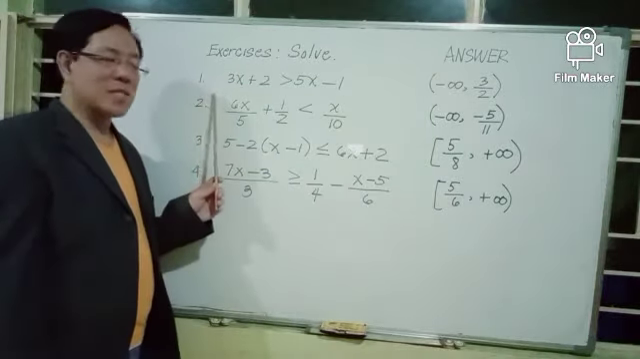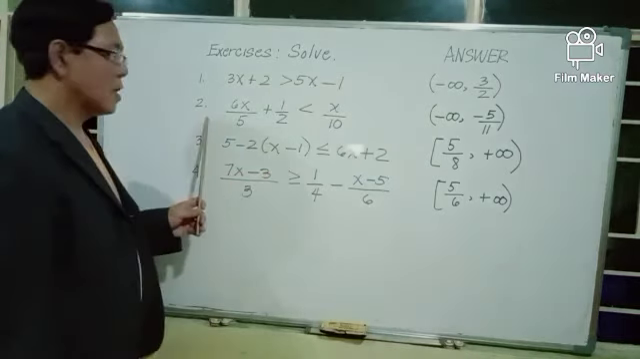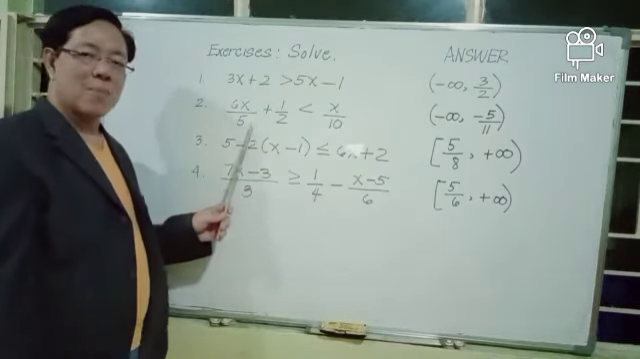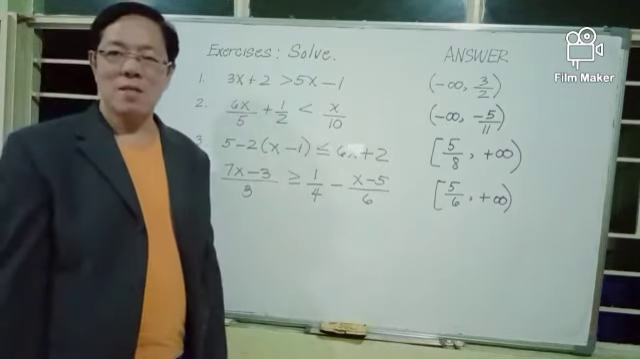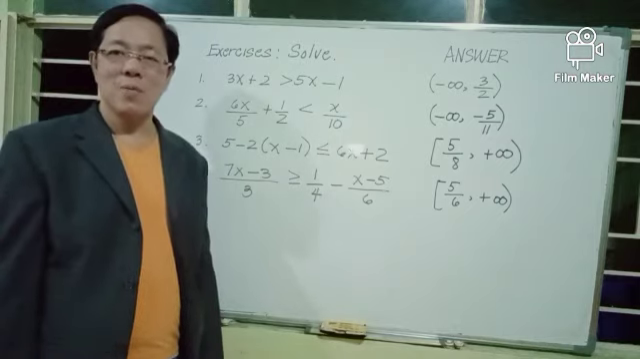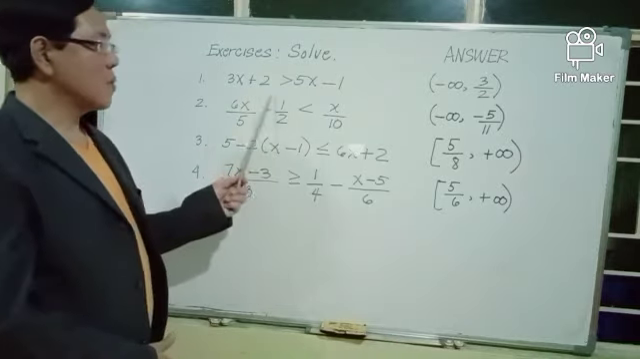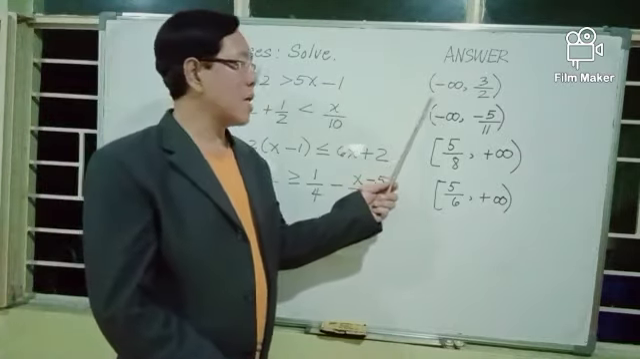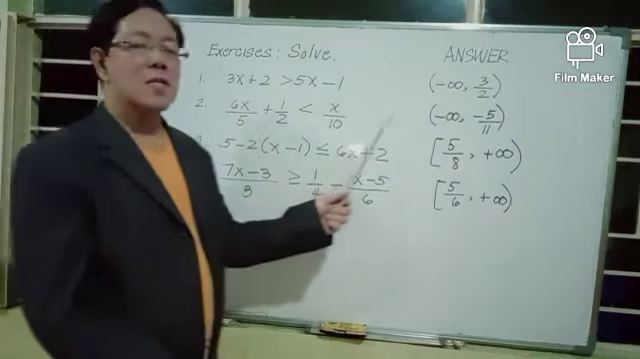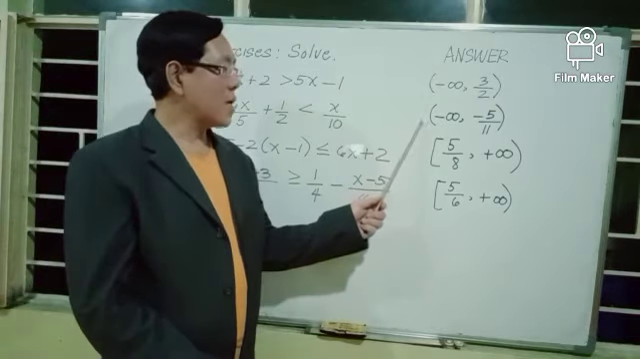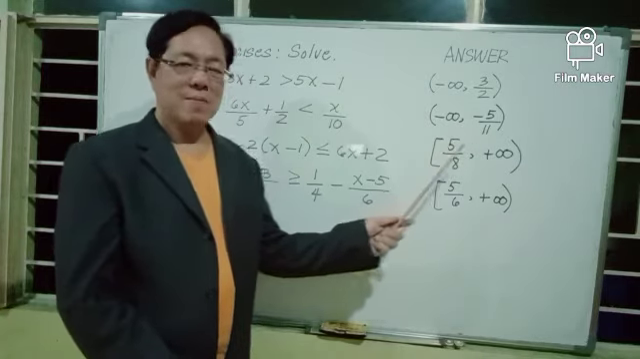In number 1, the given is 3x plus 2 greater than 5x minus 1. In number 2, the given is 6x over 5 plus 1/2 less than x over 5. For you to be able to check your answers, I give you the solution using interval notation. For number 1, the solution is the open interval, negative infinity, 3 over 2. For number 2, the solution is also an open interval from negative infinity to negative 5 over 11.